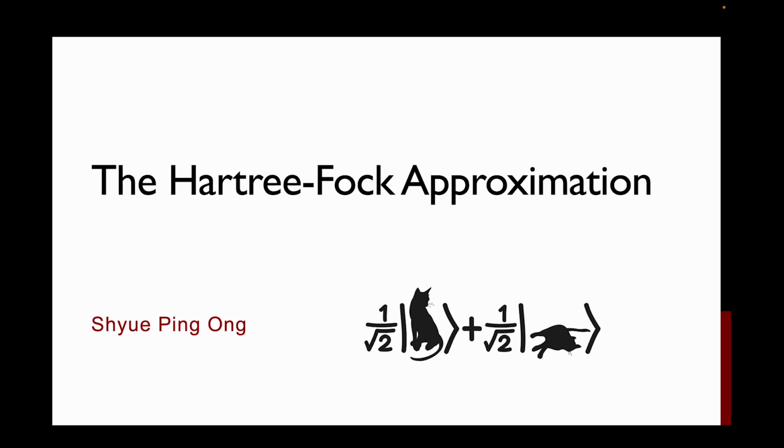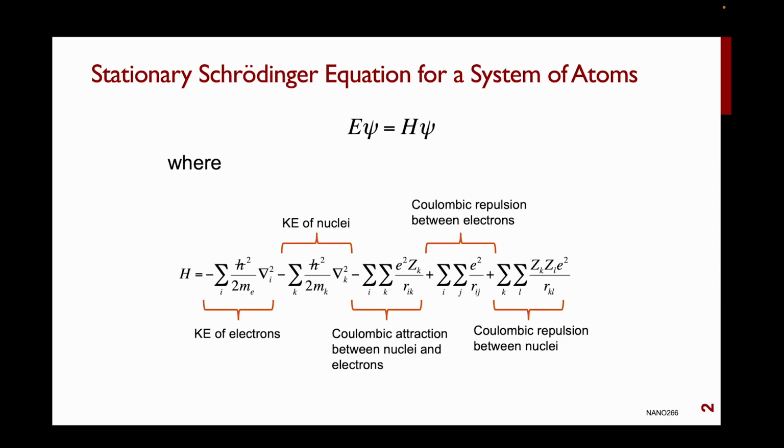One of the simplest approximations you can use with the variational principle to solve the Schrodinger equation, and that method is called the Hartree Fock Approximation. Okay? All right, so just a quick recap.